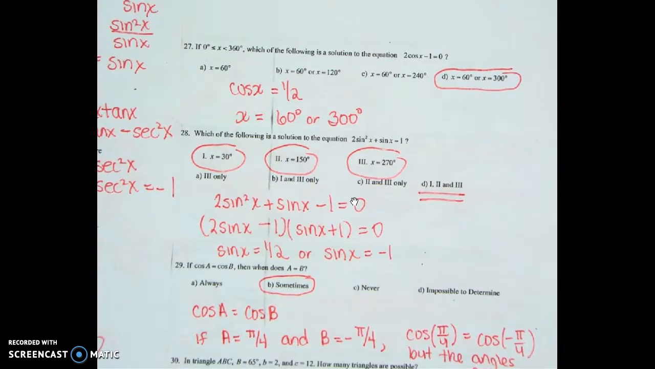The 2 trig equation problems, the answers might be given to you in degrees or in radians. The second one was a little bit more tricky because it required you to factorize. Remember, if you're going to factorize, you always have to make one side equal to 0.